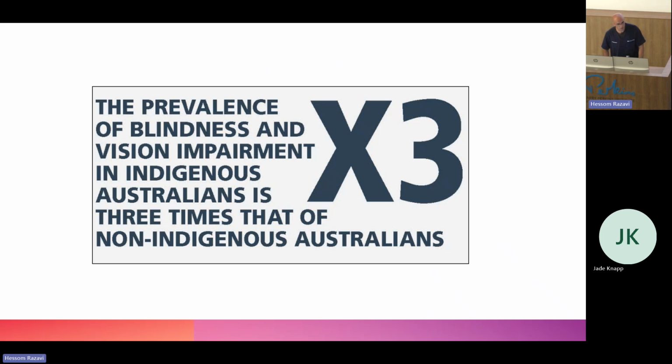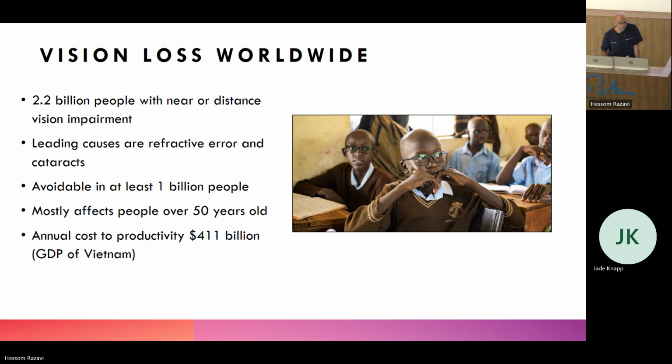And this is just to emphasize that the prevalence of blindness and vision impairment is 3 times as common among Indigenous people, and we call this the gap for vision in Australia, due to many of the same reasons, unfortunately, as health outcomes in general are poorer for Indigenous people. And there's a lot of work that is going into closing this gap.